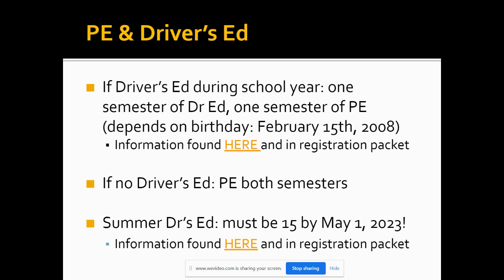If you are taking driver's ed during the school year, you will take a semester of driver's ed and choose a PE class for the other semester. What semester you will have driver's ed depends on your birthday. Currently, if your birthday is on or before February 15th, you will have first semester driver's ed. This date is subject to change. If you are not taking driver's ed with us or taking it over the summer, you will select a PE class for each semester. If you are 15 by May 1st, 2023, you are eligible to take summer driver's ed.